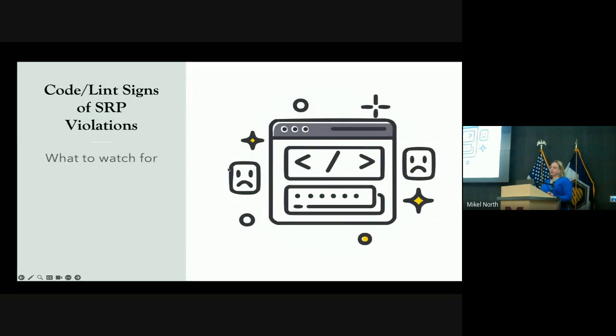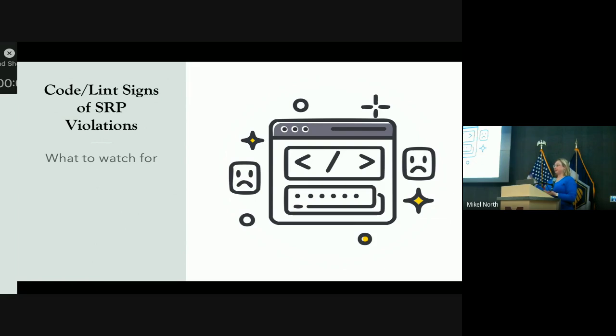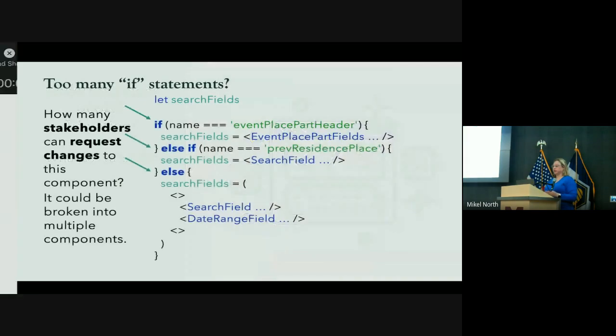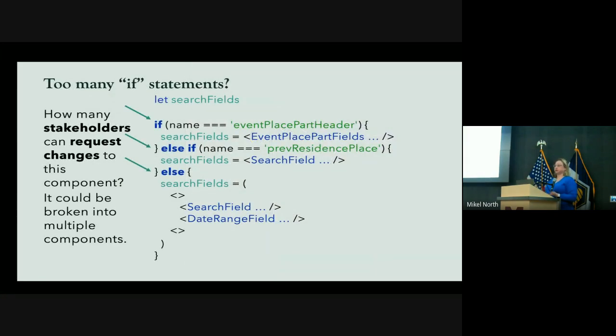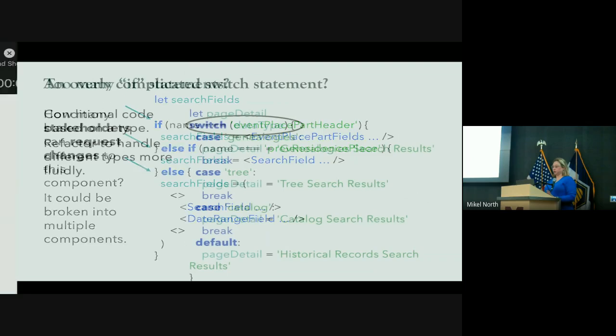So the single responsibility principle, you might get hints of it being a problem in your code if you have lint errors, the general lint errors. So here are some examples of what to watch for. If you see too many if statements, and then you look at it and you say, well, are more stakeholders going to request changes to this file? Maybe I should break this out into a different type of file. Maybe I can use composition or something like that, so each one has its own stakeholder.